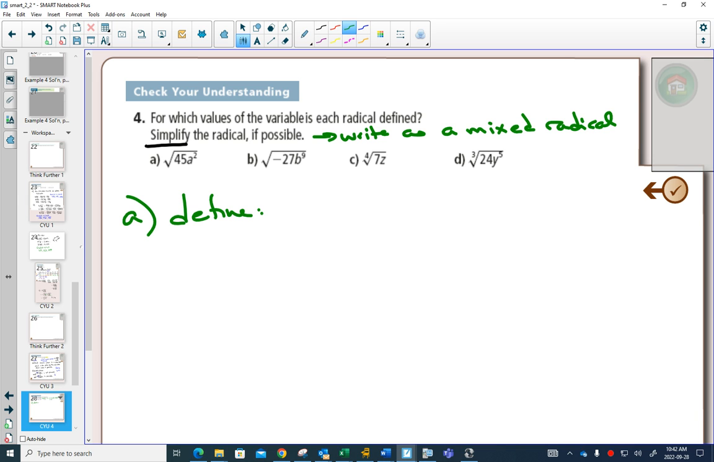Okay, we have one variable, it's the variable A. Is there any bad ones? We've got a square root, so we can't take the square root of a negative, but because A gets squared, squaring either a positive or a negative number becomes positive. So this one is always defined, so we can say that A can be any real number. Now, to simplify, we're dealing with square roots.